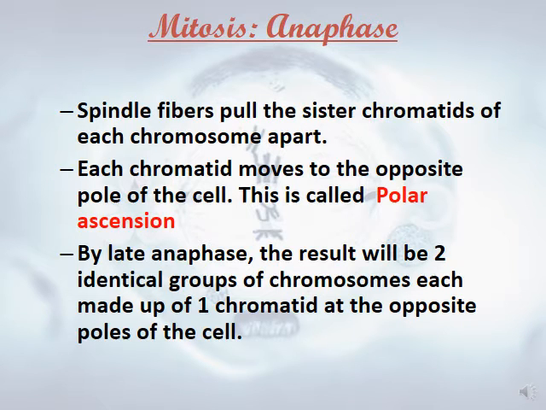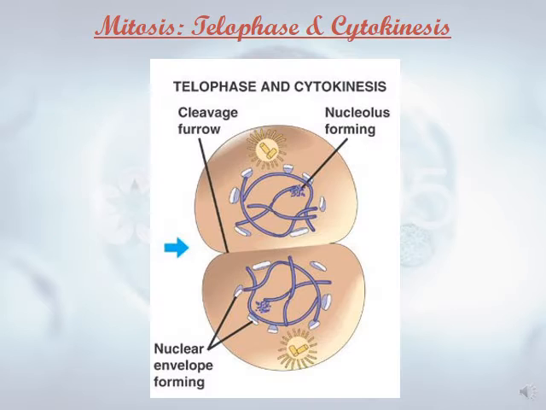So the events of anaphase: the spindle fibers pull the sister chromatids of each chromosome apart. Each chromatid moves to the opposite pole of the cell. This is called polar ascension. And by late anaphase, the result will be two identical groups of chromosomes, each made up of one chromatid, at the opposite poles of the cell.